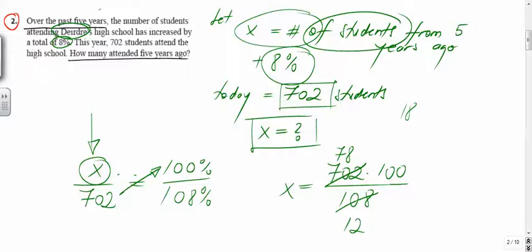78 and 12, they're both even. Are they both divisible by 4? Maybe not. Are they divisible by 3? Let's see, 7 and 8, 15. Yes, it's divisible by 3. Let's divide that by 3.